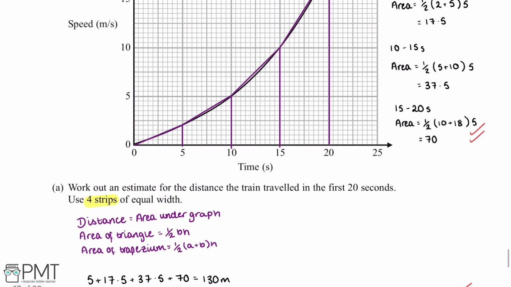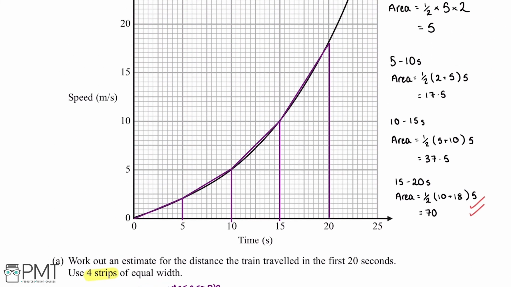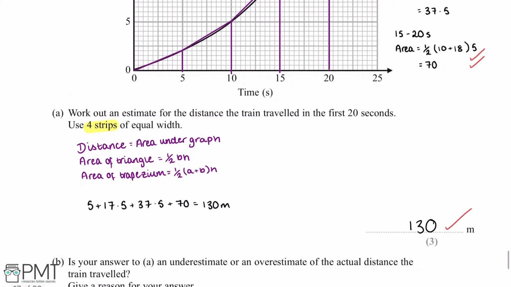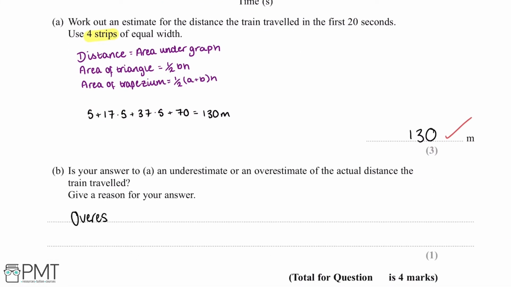So if we take a look back at the graph, the shape of the graph is curved. However, when we worked out the area under the graph, we've also included this space between the trapezium and the curve. So therefore, our answer to part A is an overestimate. So we can write in our answer that our answer to part A was an overestimate because we have also included the area between the trapezium and triangle and the curve.